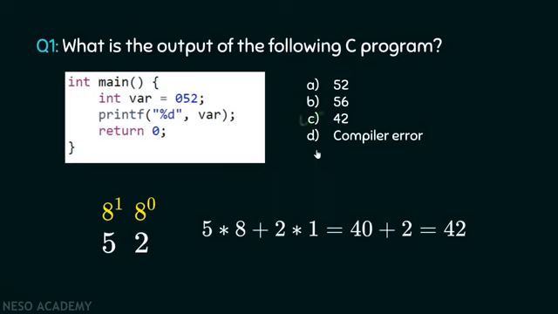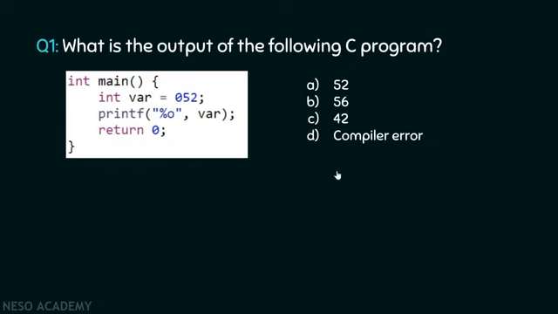Therefore, the answer is C, 42. We are trying to print a decimal value, right? And not an octal value. Therefore, we need to convert this octal value to a decimal value. And this is the conversion process we are performing over here. And this gives us the answer 42, which is the decimal value corresponding to the octal value 52. That is why the answer is 42 and not 52.